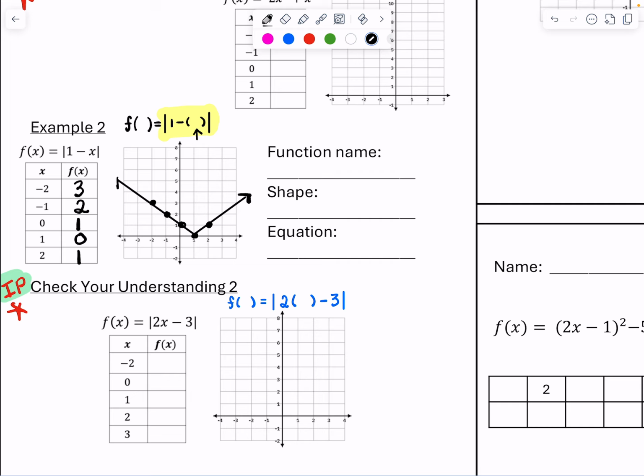So this is called an absolute value function. Now, an absolute value function will look V-shaped. The equation for absolute value is f of x is equal to a absolute value bar, b times x minus h, close the absolute value bar, plus k.